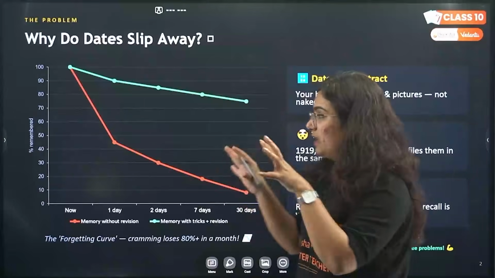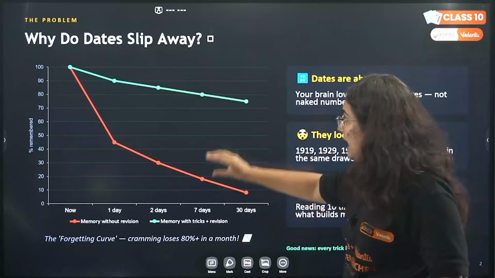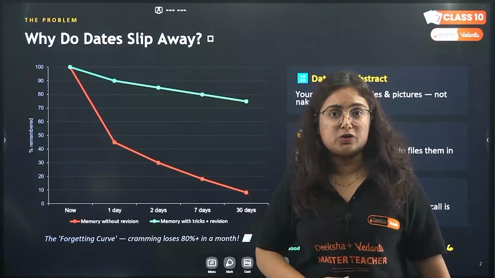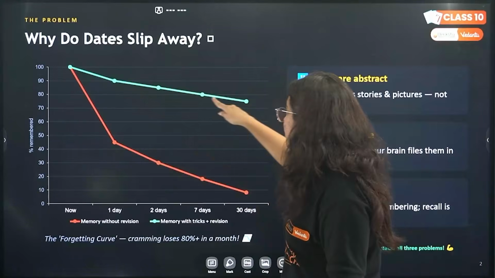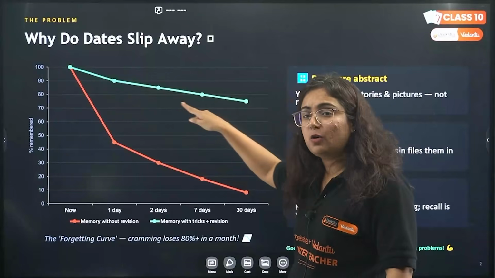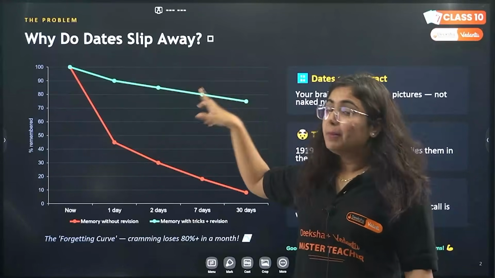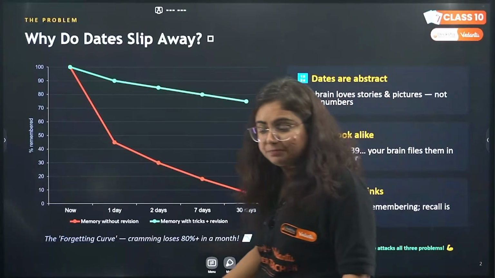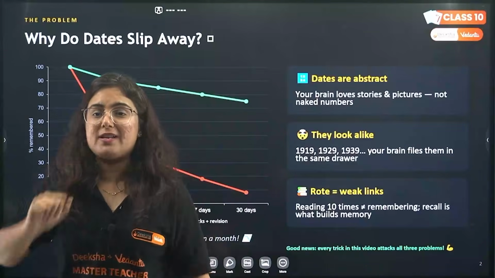Beta, there are 2 graphs which clearly tell you that if you are using the revision formula which I am going to share with you, your graph of retention, your graph of remembering those dates will be green like this. But if you don't, this will happen to you, and it is actually happening with you. This is something you are facing right now.